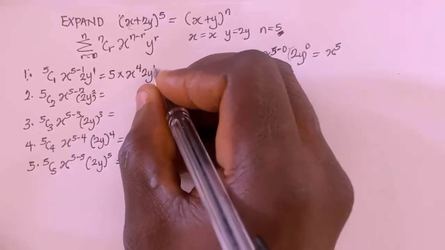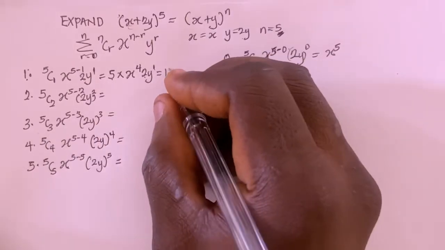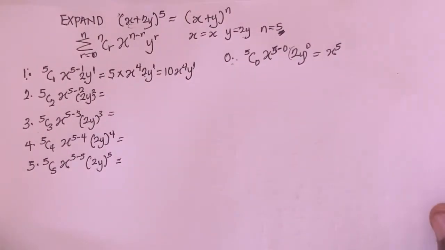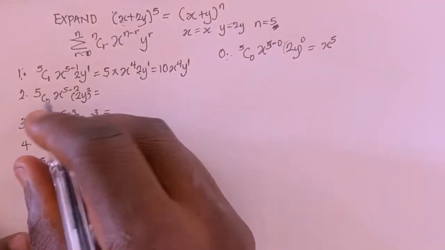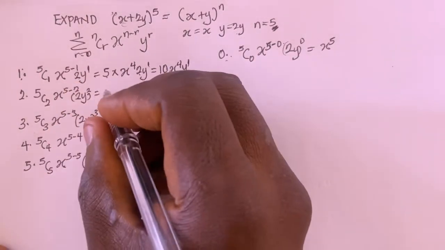2y raised to the power of 1, which I can further simplify to 2 multiplied by 5, that's going to be 10. I'm going to have x raised to the power of 4, then y raised to the power of 1. Then after that, I'm going to move to the second one, which is 5 combination 2, that's actually 10.